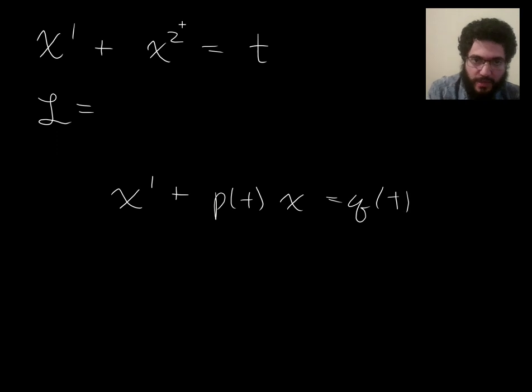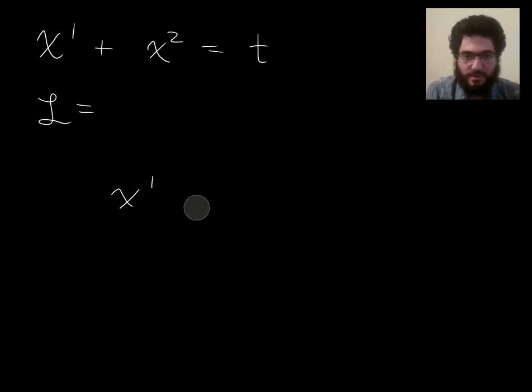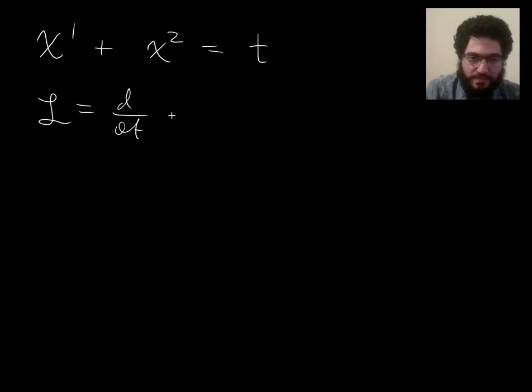There's no way to rearrange things so that it looks like x prime plus function of t times x equals function of t. And this is a perfectly good definition to use, and I mean, go ahead and use it. But I just want to show you that this also is not linear in the sense that the left-hand side is not a linear operator. The operator on the left-hand side would be d dt.